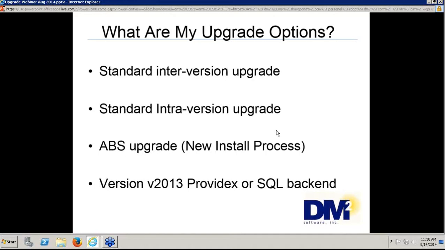The third option, which we've had several customers take advantage of recently, is something we've really discovered is a great opportunity for certain customers who've been on the system for a long time. It's called an ABS upgrade, or Advanced Business Solution upgrade. This looks more like a new install process.